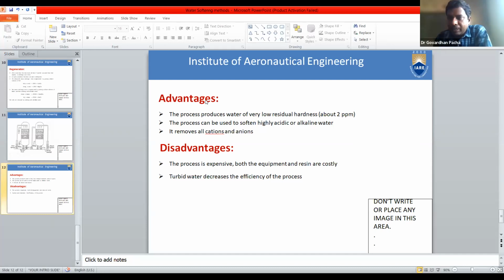Okay, ma, sorry for the interruption because Wi-Fi problem. So advantage, it removes the both cations and anions.